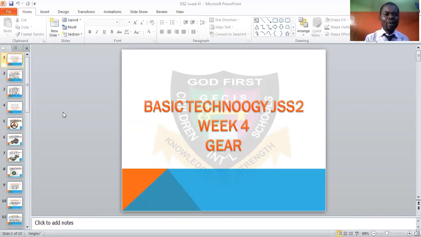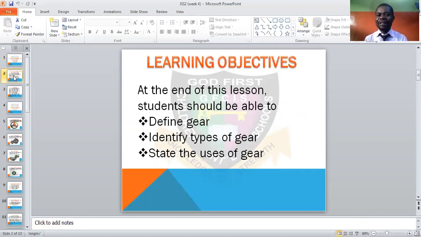Before we go deep, we'll do it in our usual manner, having a view of the lesson objective together. That is what we intend to achieve at the end of this lesson. At the end of this lesson, students should be able to define gear, identify the types of gear, and then state the uses of gear. Remember, I said today we are looking at gear. Even in your scheme of work, you should see them the way they are.